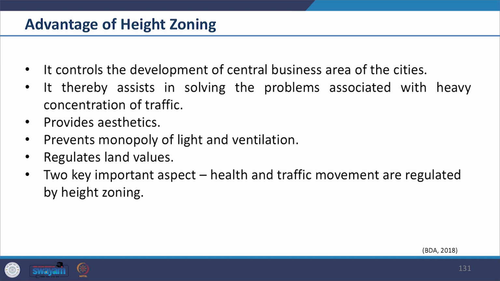It provides aesthetics. We had already seen this. It prevents monopoly of light and ventilation. It regulates land values. And the most important aspect is that health and traffic movement are regulated by height zoning. We will further see through the example how density zoning is achieved through regulating marginal open space.